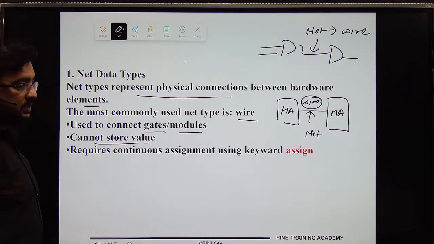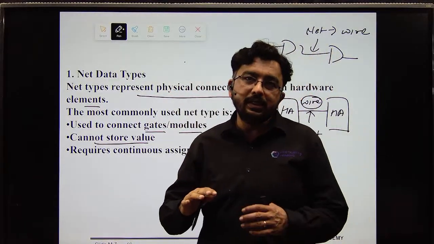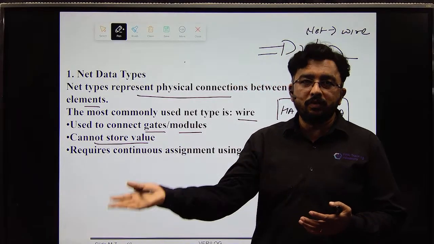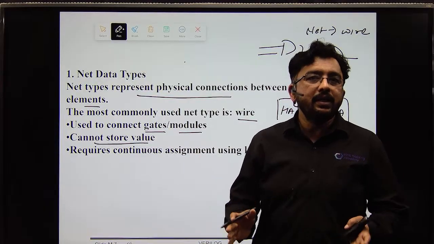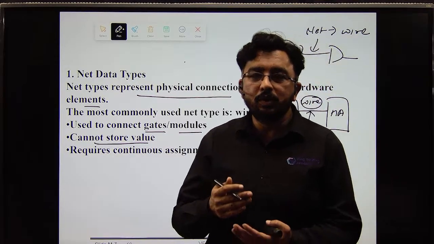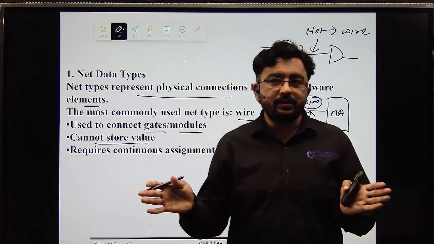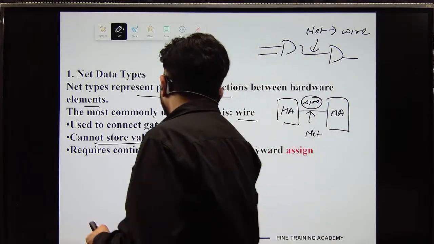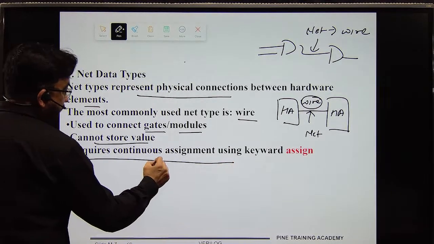Basically, it does not store a value. There are a few data types which store a value and give proper information in a Verilog module. But a net doesn't have a concept of storing a value, because it is just a simple interconnection between two gates or two modules, right?